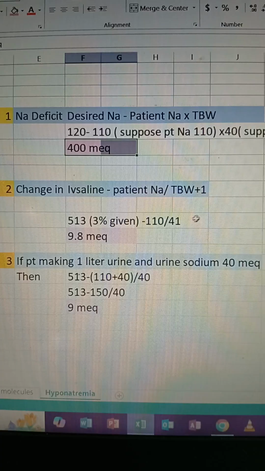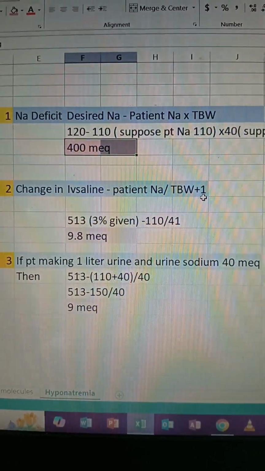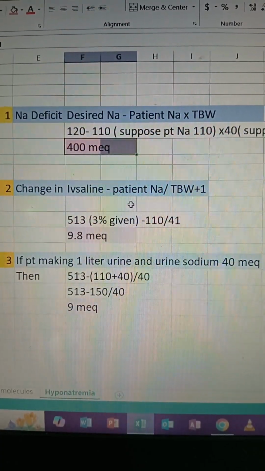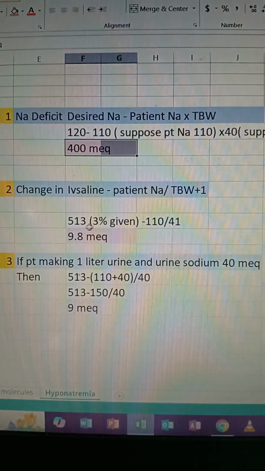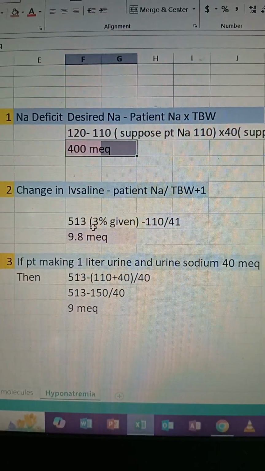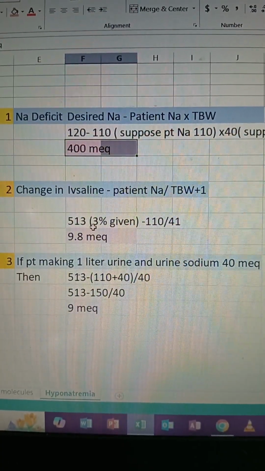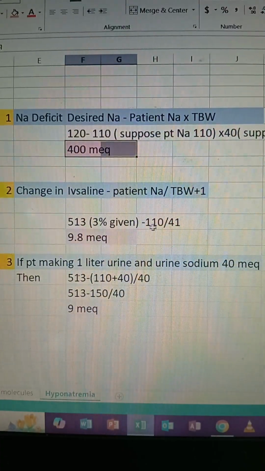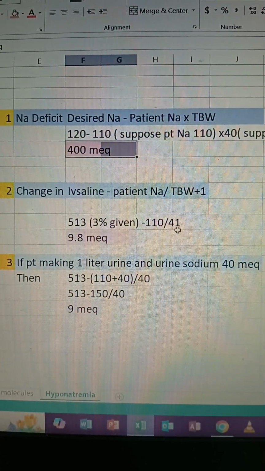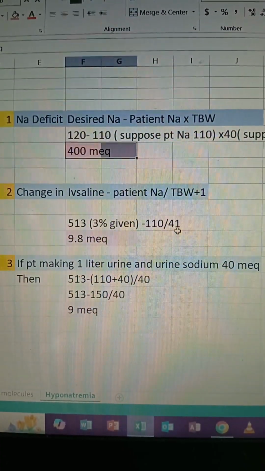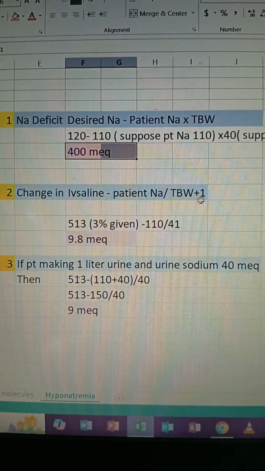Now here you would ask, why do we put 1? The 1 has been put because we give 513 sodium in 1 liter, meaning 1 liter of extra water goes into the body along with the actual total body water which we took as 40. Now 1 extra, so we have to give 40 plus 1.